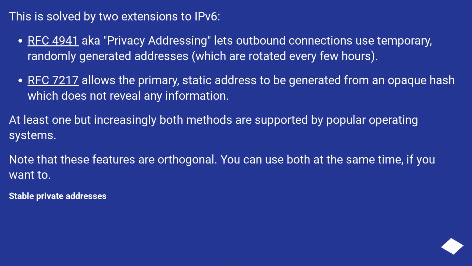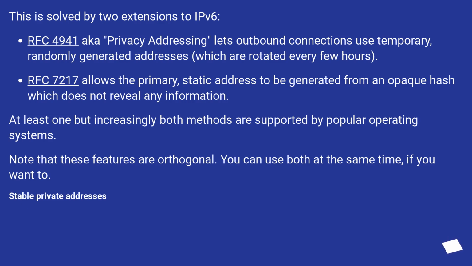This is solved by two extensions to IPv6. RFC 4941, aka privacy addressing, lets outbound connections use temporary, randomly generated addresses, which are rotated every few hours. RFC 7217 allows the primary, static address to be generated from an opaque hash which does not reveal any information. At least one but increasingly both methods are supported by popular operating systems. Note that these features are orthogonal. You can use both at the same time, if you want to.